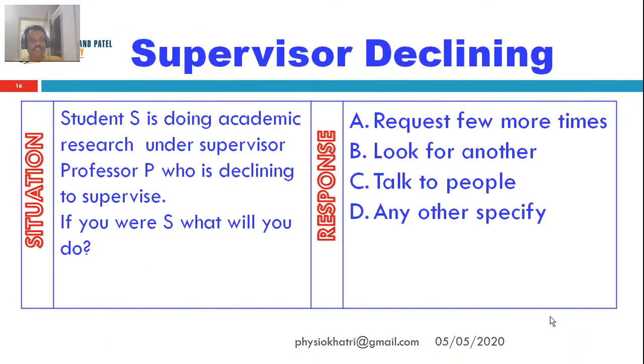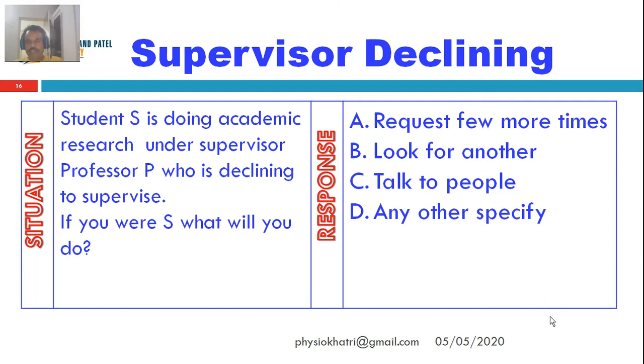A supervisor declining. Student S is doing an academic research under supervisor Professor P, who is declining to supervise. If you were student S, what will you do? A, request a few more times. B, look for another supervisor. C, talk to people around you. And D, any other, specify.